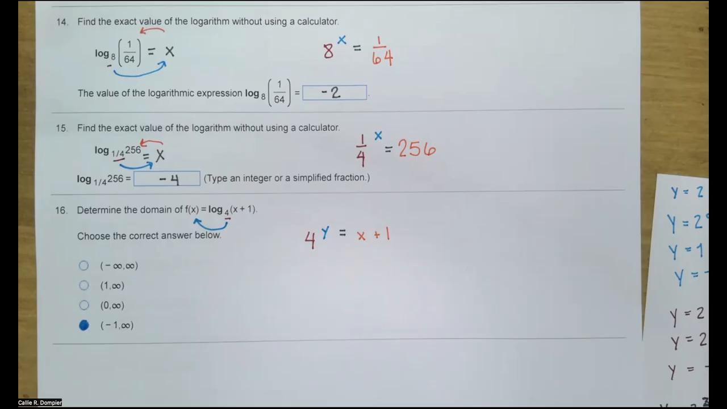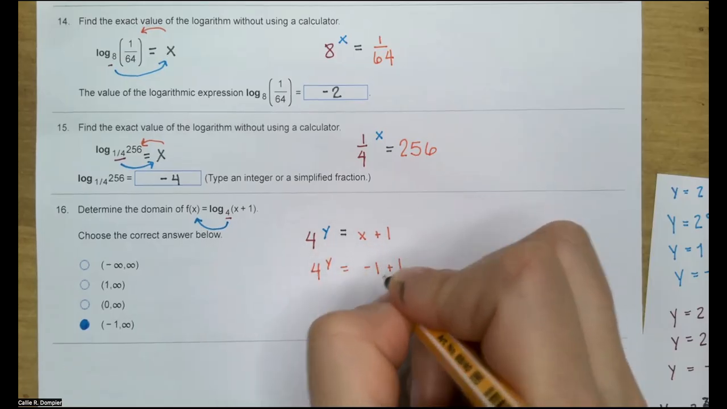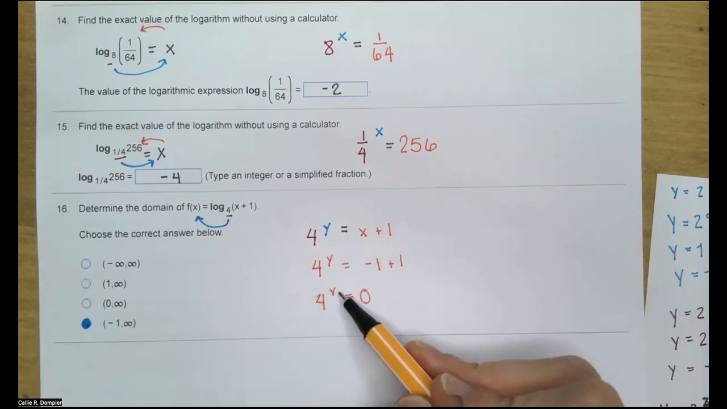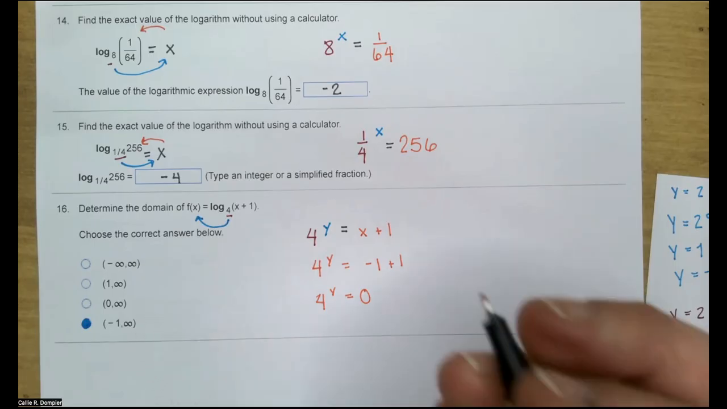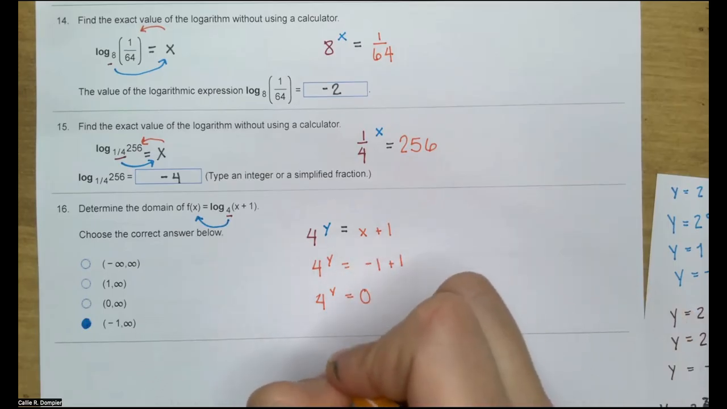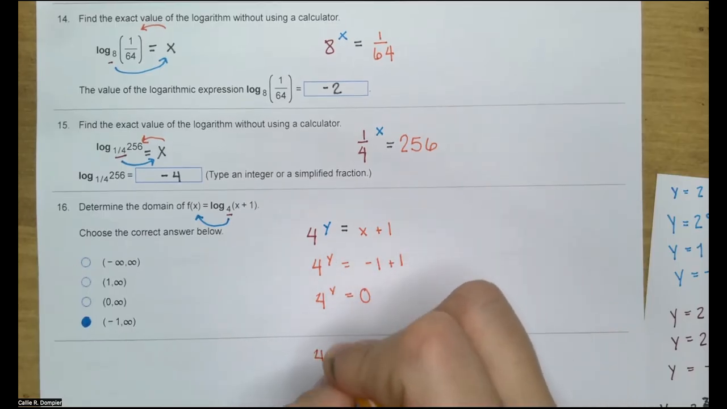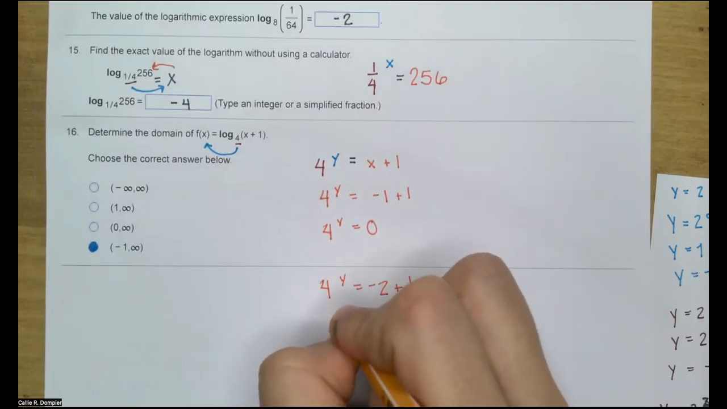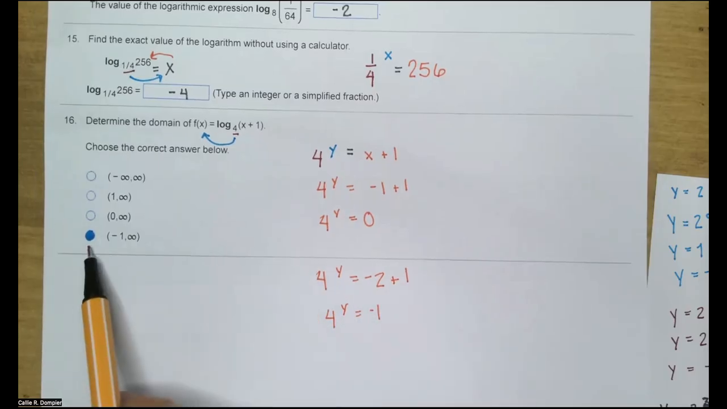Why is that true? At -1, -1 plus 1, 4 to the power of y equals 0. There's no exponent that is equal to 0, so you have to omit 0, right? And if we were to go to -2, 4 to the power of y equals -2 plus 1. That would be 4 to the power of y equals -1. You're never going to have an exponent that's a negative, so it stops there. Good.